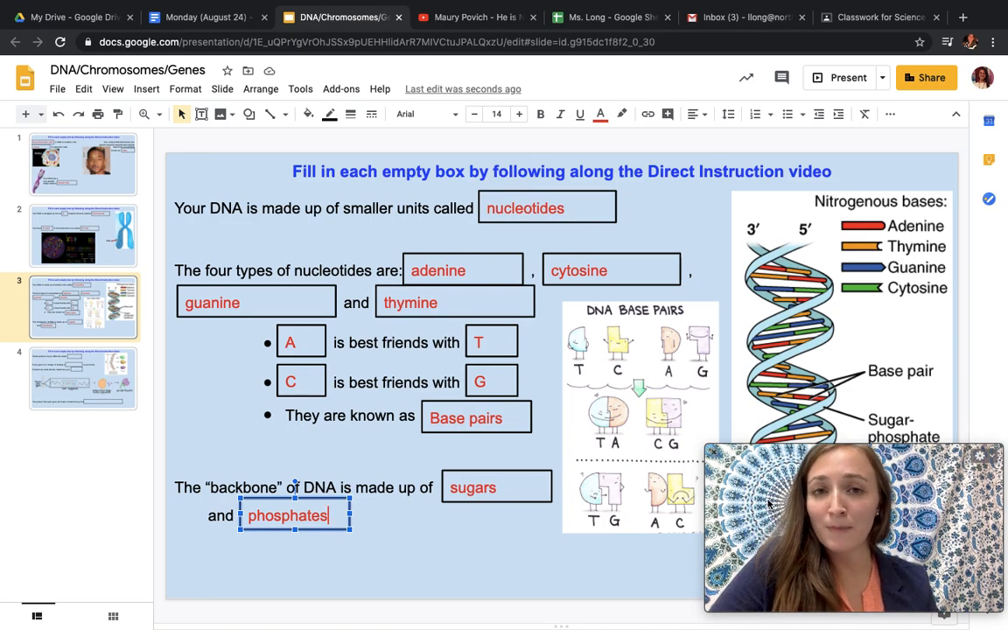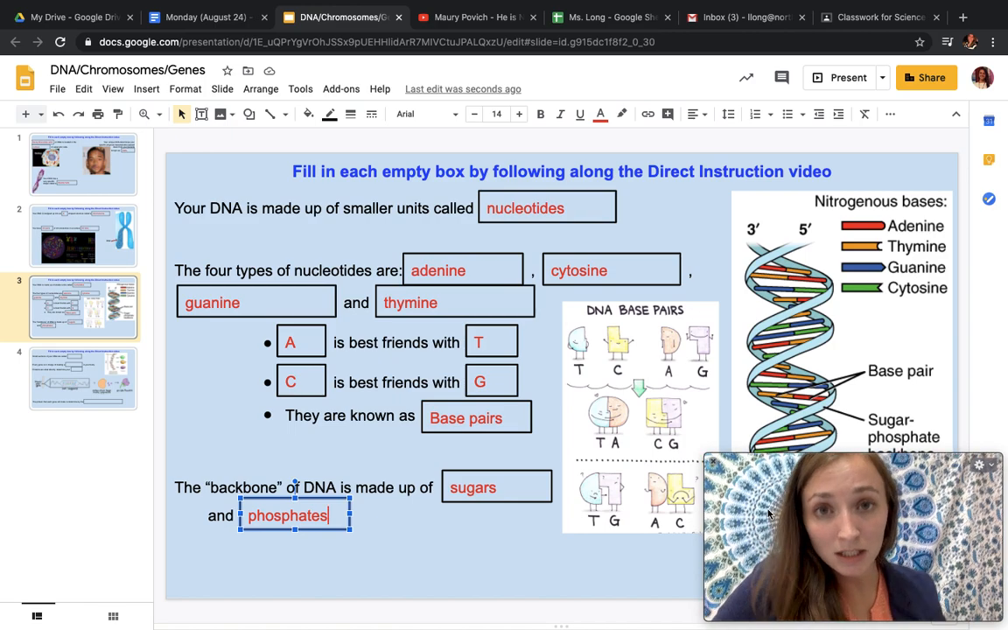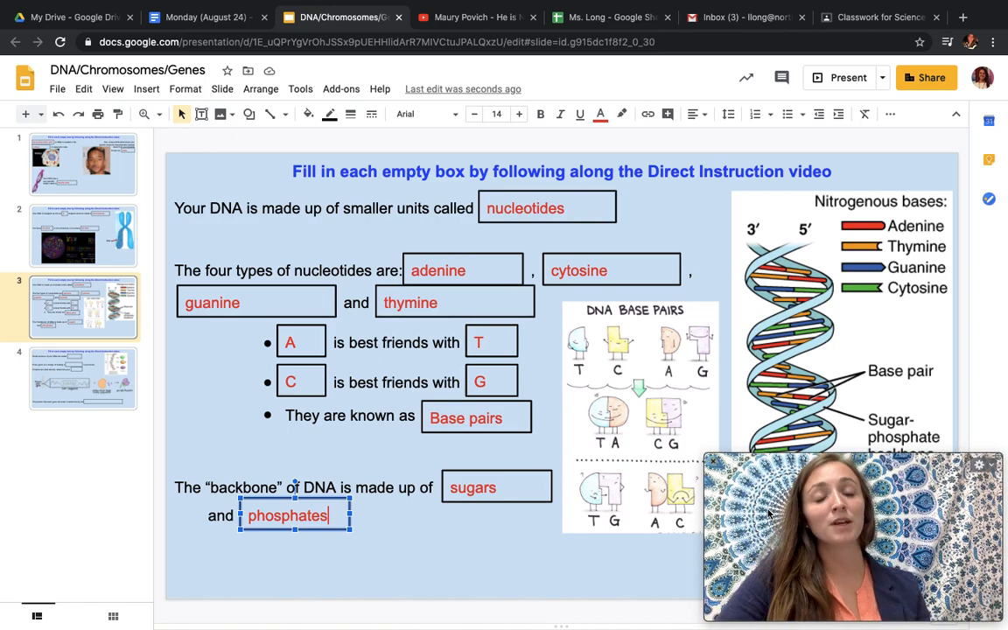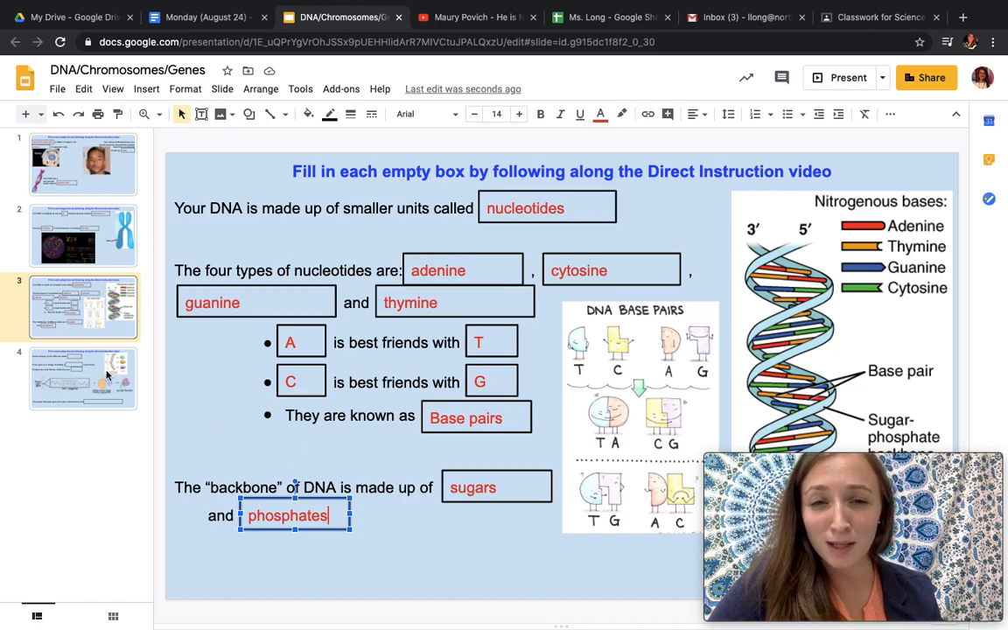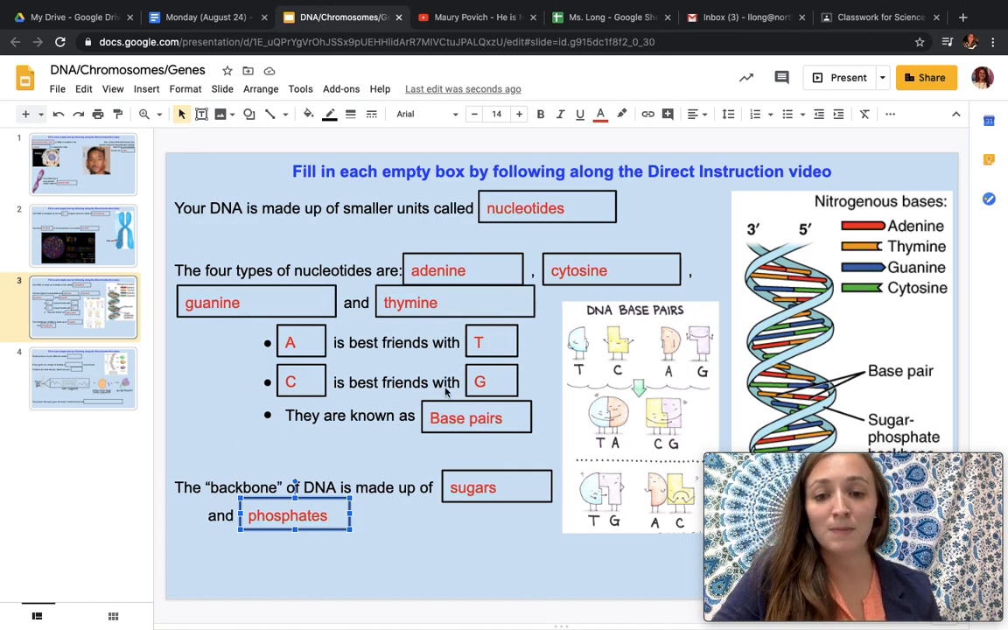Phosphates, you may have heard about phosphates before. It's an element on the periodic table. I believe you went over that with Ms. Malhotra. Some of you guys put that you didn't like talking about the periodic table in your student survey. This is almost as in depth about the periodic table as we're going to get this year, so no stress. Just know the backbone is made up of sugars and it's made up of phosphates.